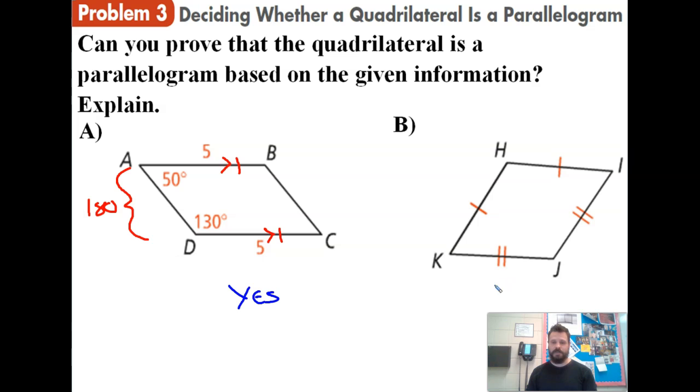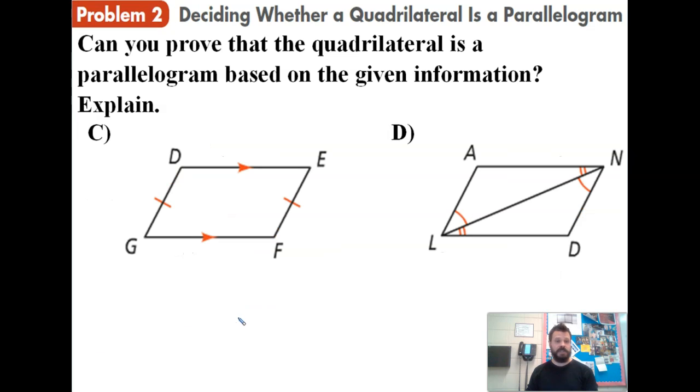Part B, is this a parallelogram? I'm going to say no, not enough information. We don't know. And the reason for that is we do have two sets of congruent sides, but notice they're not opposite to each other, they're adjacent to each other. This is actually a kite, which we'll talk more about in the coming lessons, but I can't conclude this is a parallelogram because I don't know that opposite sides are congruent.